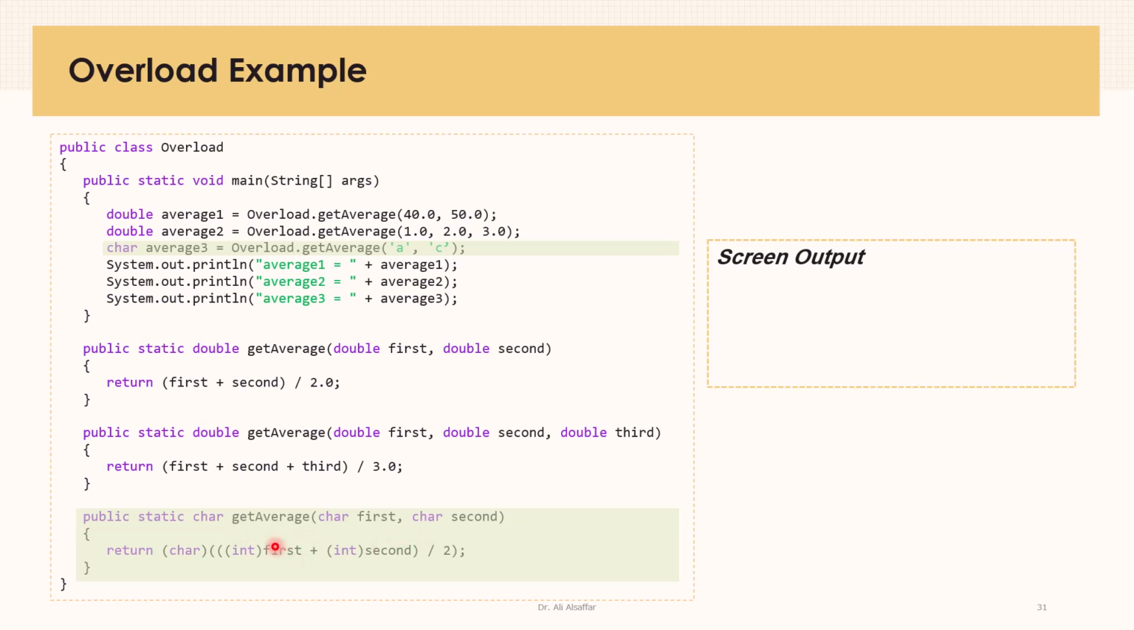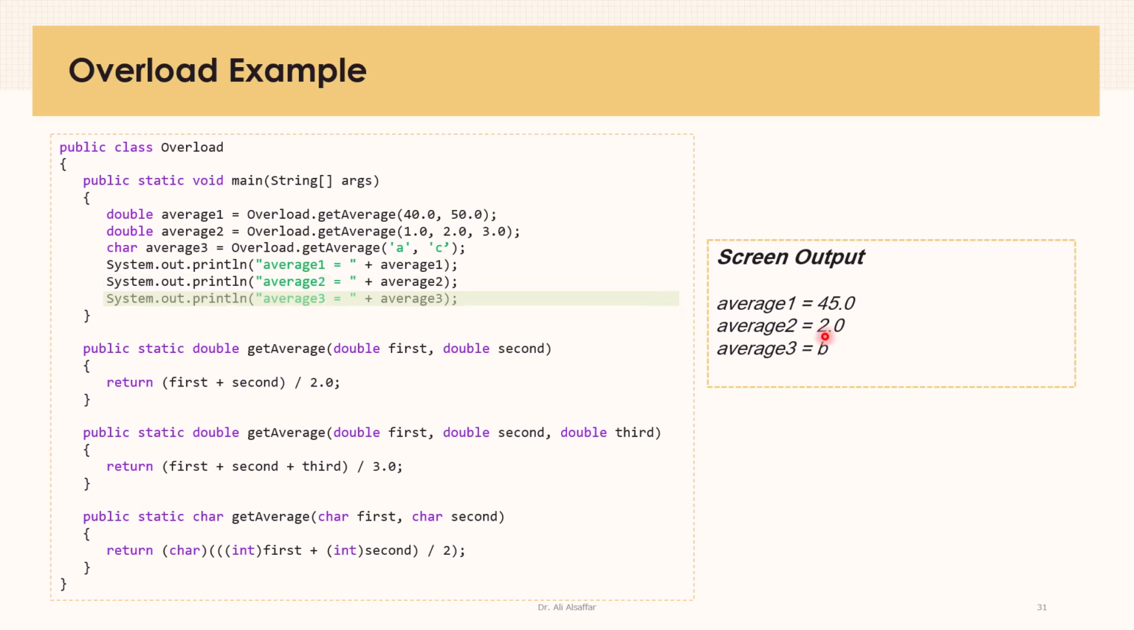Look at the definition of the last getAverage for two characters. What the method is doing is first converting the first character into an integer, which is its ASCII code, and the second character is also converted into an integer, its ASCII code. It will add them together. The answer is an integer divided by 2, so it will get an integer. The result as an ASCII code will be converted to a character, and this character will be returned as the return value of the method and saved into average3 as a character. So the output for the first average will be 45, the second average is 2, and the third average will be a letter, which is B.